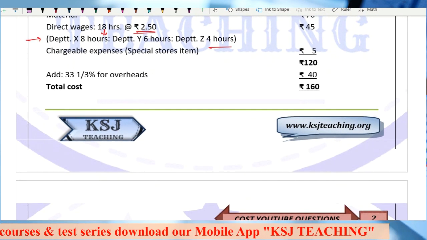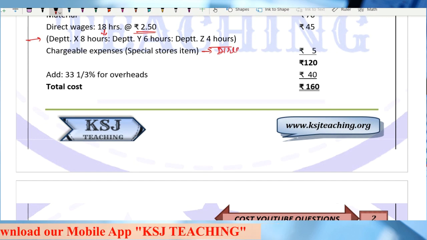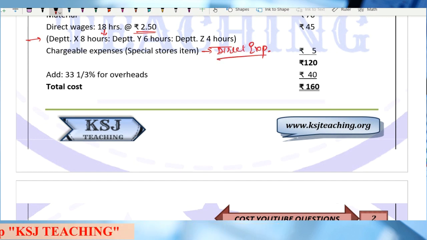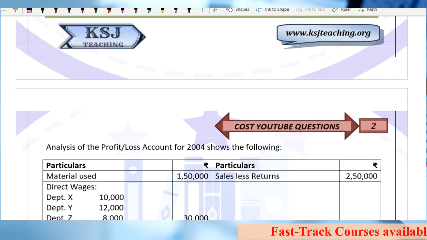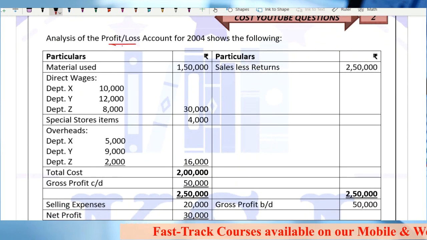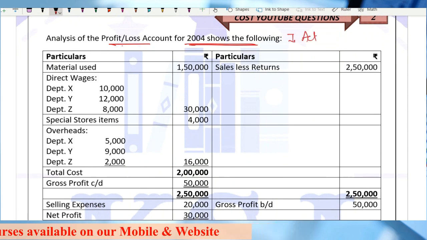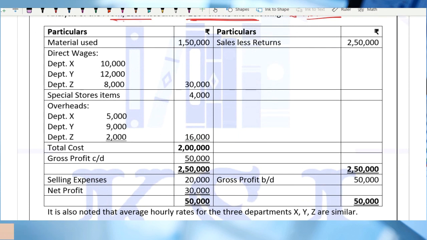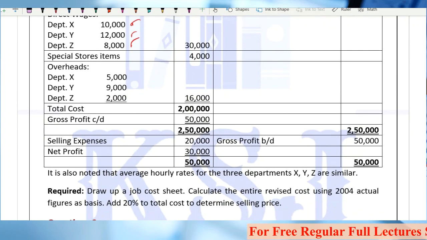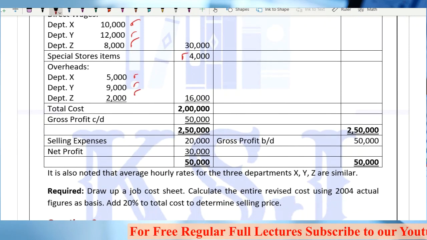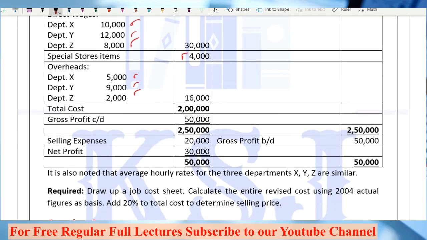Chargeable expenses, special store item, these are direct expenses, 5 rupees, total 120, add 33 1/3% for the overheads 40 rupees, total cost is 160. Analysis of the profit and loss account for 2004 shows the following. Now these are the actual figures, right? Sales less return 2,50,000, material used 1,50,000, direct wages value is given to us, right? Then special store items is given, overheads value is given to us, total cost, gross profit, selling expenses, net profit.